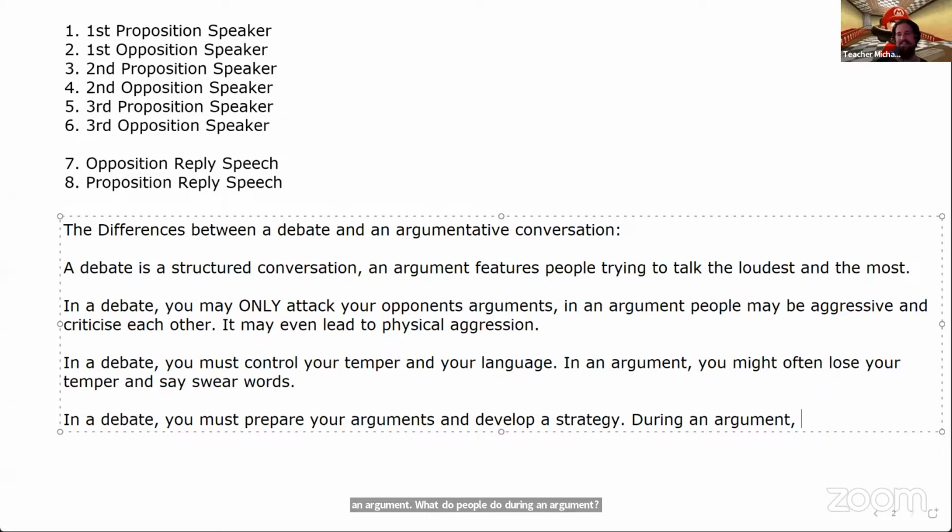Who has an idea? Quinn, were you raising your hand there? Yeah. So what might people do during an argument? In a debate, they prepare themselves. In an argument, well, they might put some heightened words that they just thought up in their head and not even thinking about what they're saying. Very good.